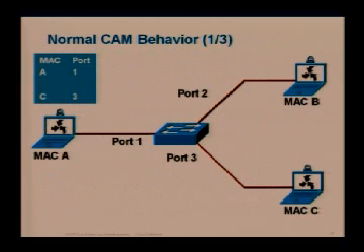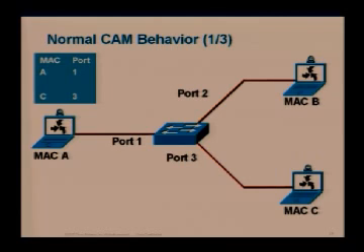So let's review what happens in a normal switch environment. Let's say there is a switch with 3 ports and 3 computers, each with a unique MAC address: MAC address A, MAC address B, and MAC address C. This table here shows the CAM table, the database of the MAC addresses on your network. As you can see, the current table shows that MAC address A is connected on port number 1 and MAC address C is connected on port number 3. But the switch doesn't know where MAC B is.